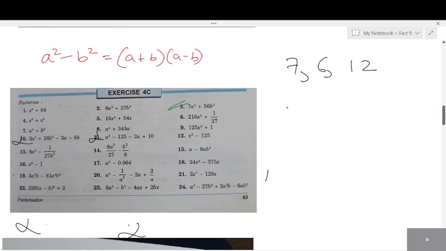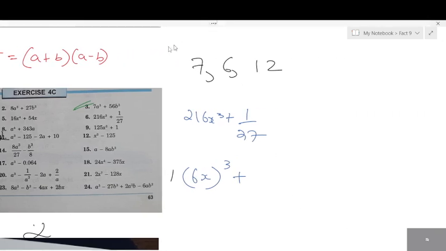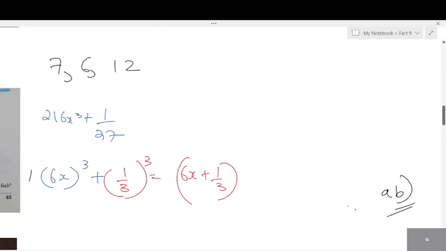Now seventh one. For sixth question, 216 x cube plus 1 by 27. So 6x the whole cube plus, how will you write 1 by 27? Very good. 1 by 3 cube. So this is a cube plus b cube. A plus b into a square. What is a square? Yes, 36x square plus a square plus b square, 1 by 9 minus a into b.